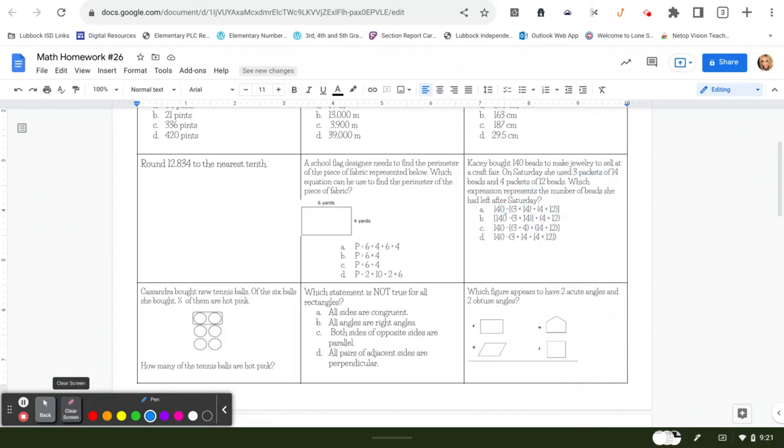Next, which figure appears to have 2 acute angles and 2 obtuse? We can immediately get rid of F. Okay, I see right angles, I see an obtuse angle. These are all obtuse. These are all right. G is our correct answer.